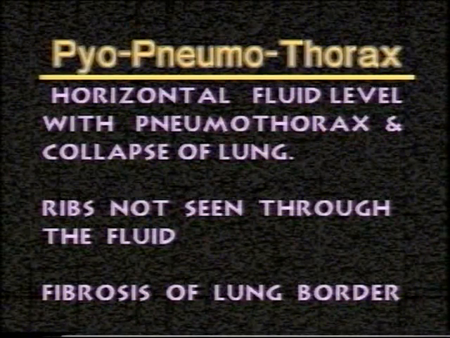In the first X-ray that we saw, we can see the ribs through the fluid and the lung border is thin, so it is definitely a hydropneumothorax. In the second X-ray, the ribs cannot be seen through the fluid, and though the lung border is not much thickened, it is more likely to be a pyopneumothorax.